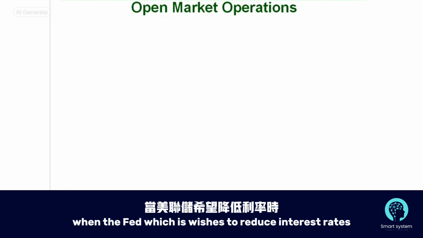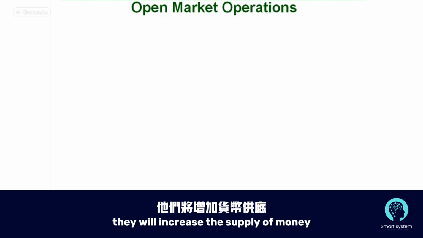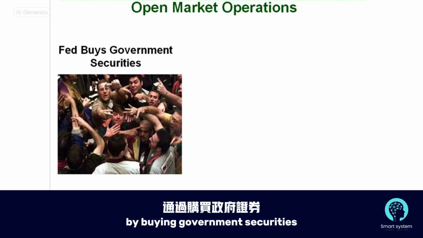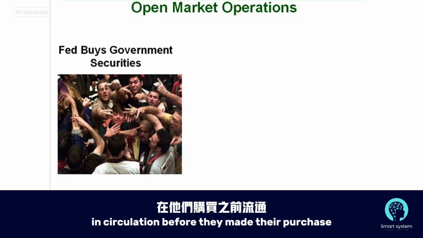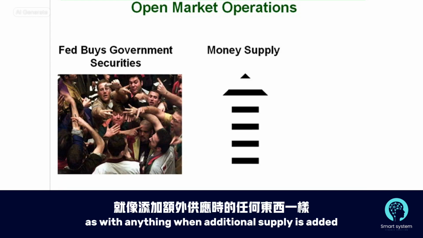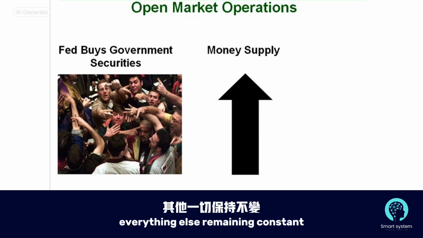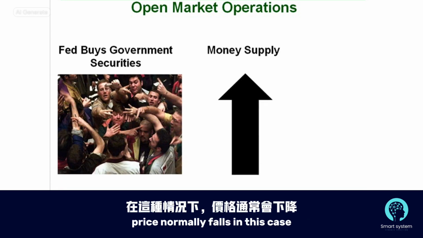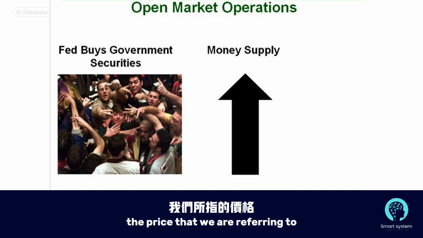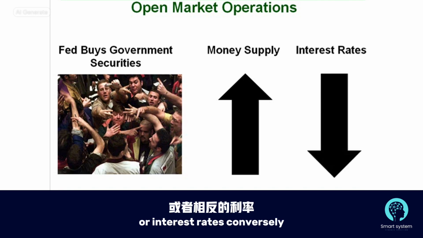When the Fed wishes to reduce interest rates, they will increase the supply of money by buying government securities, using money that was not available in circulation before they made their purchase. As with anything, when additional supply is added, everything else remaining constant, price normally falls. In this case, the price that we are referring to is the cost of borrowing money, or interest rates.